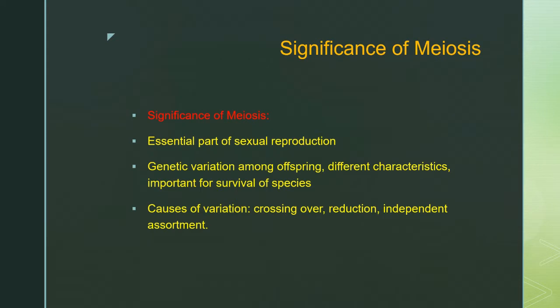So the significance of this: it's an essential part of sexual reproduction. It gives genetic variation among offspring, different characteristics. It's important for the survival of species. That's why people have blue eyes, green eyes, whatever, discontinuous variation, I believe it's called. So basically what causes the variation? It's crossing over, your reduction and your independent assortment, and that's basically all you need to know about meiosis.